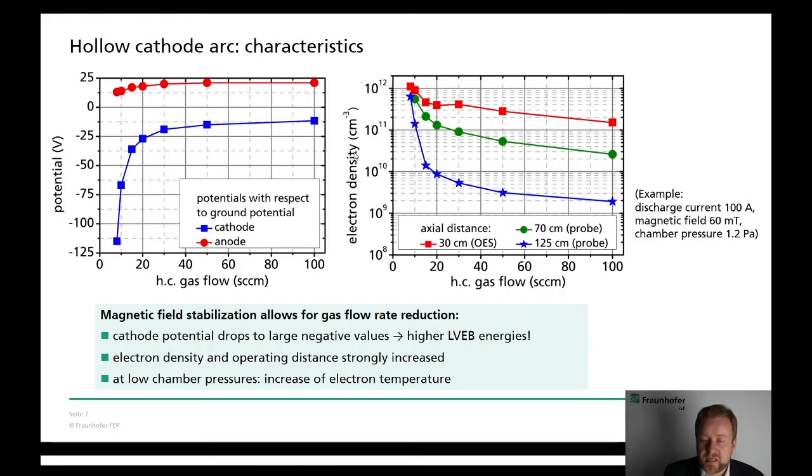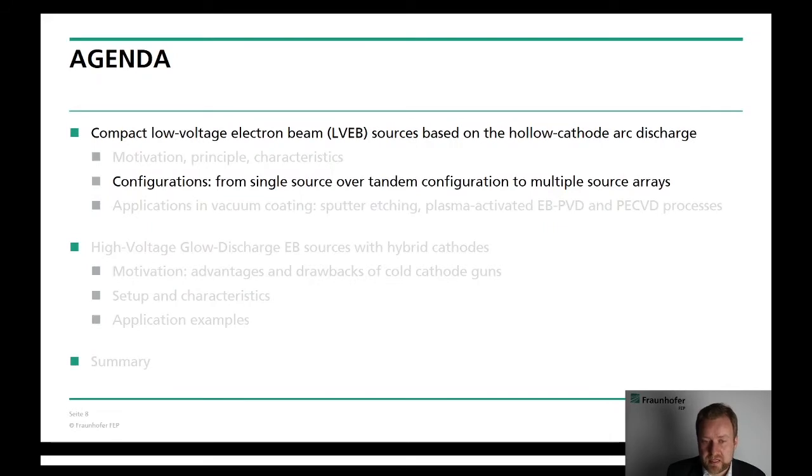We have measured the electron density by Langmuir probe measurements and by optical emission spectroscopy, also shown over the hollow-cathode gas flow rate. Especially at large distances, here 125 centimeters from the orifice, the electron density is increased by several orders of magnitude when we go down with the gas flow rate through the hollow-cathode tube. At the end, we even reach electron densities which are almost homogeneous between the axial distance from 30 to 125 centimeters. So we can really produce large volume plasmas and fill large volumes with plasma.